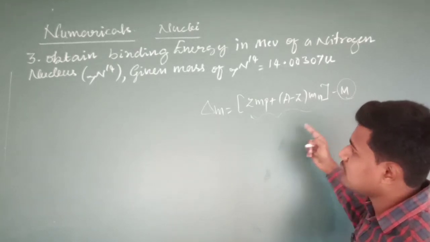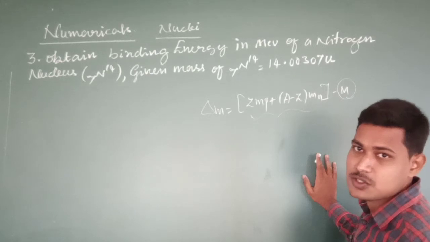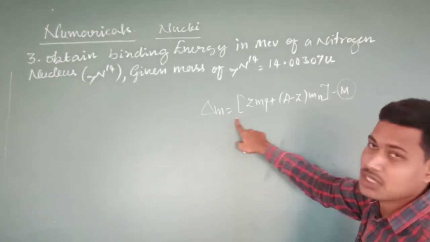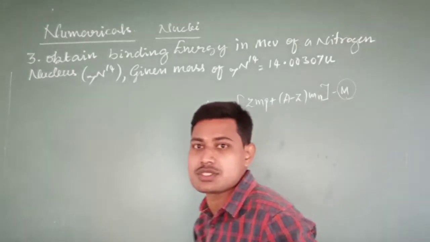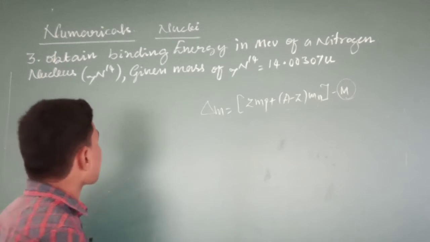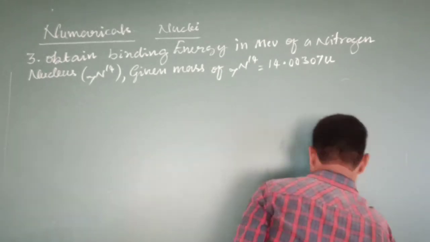So we know that this mass defect is equivalent to binding energy. Is it right? The solution is very simple. This is the mass defect formula. You know this from the theory class, right? So now the solution to this.